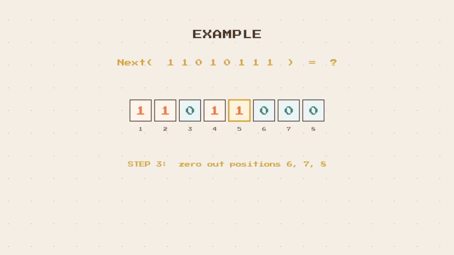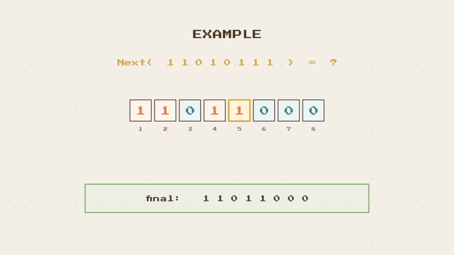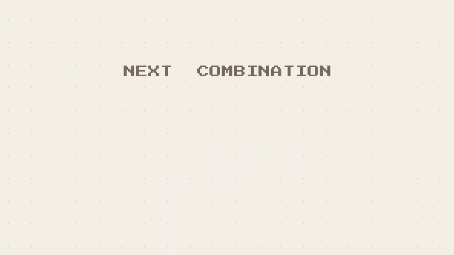Okay, after we are flipping, we're going to zero out everything after it. So positions 6, 7, 8 all became 0. And in the final, what we have is 1, 1, 0, 1, 1, 0, 0, 0. And in decimal, that's 215 plus 1 equals 216. You can actually check this as well in binary calculation. Right? So it's pretty much just binary addition, and you have these 3 steps for it.